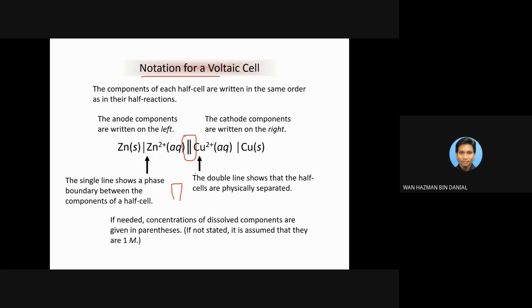Alright. So if needed, concentrations of dissolved components are given in parentheses. If not stated, it's assumed that they are 1 molar. So mana penting, if the questions ask about the notations, kalau the notation tu ada specific concentration, you need to write the concentration lah. For example, Zn2+ berapa, Cu2+ berapa dia punya concentration lah. Bukan yang solid ni lah. Kalau tak ada, 1 molar. But if the question is not 1 molar, then you will get the wrong answer for the notation.